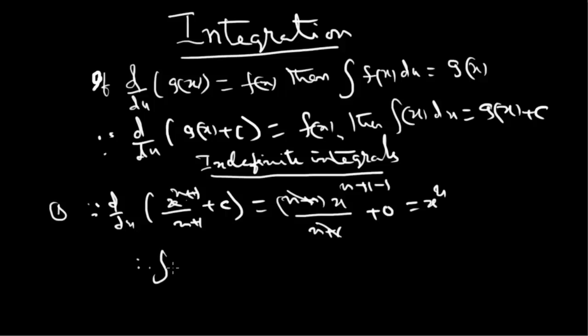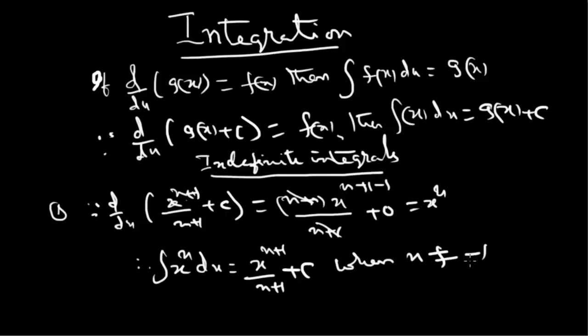Therefore, the integral of x power n dx is equal to x power n plus 1 by n plus 1 plus c, where n is not equal to minus 1. Because if n is equal to minus 1, something divided by 0 is infinity, and we cannot use infinity in an equality sign.